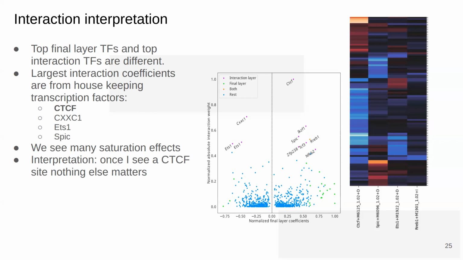This is very striking for CTCF, which has a lot of interactions and they're all negative. The interpretation is that once I see a CTCF site, nothing else matters about that region. That basically determines how it looks in my ATAC-seq data. In fact, if you go back and do a very simple marginal analysis, the presence of CTCF is the one thing most correlated with being a low variance site across cell types. It's just always open.